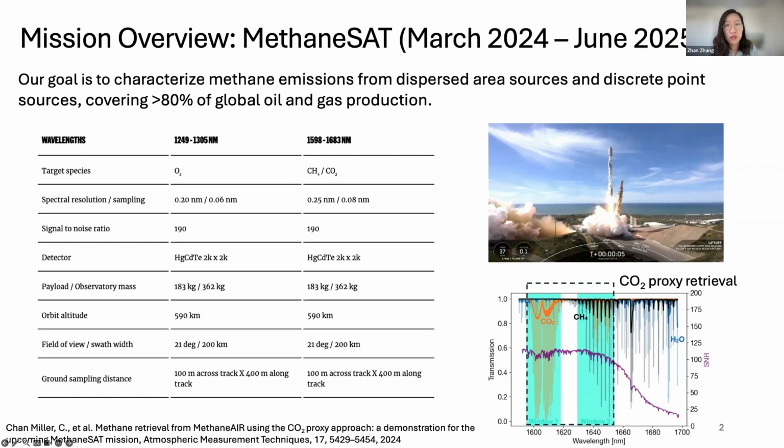source imagers. Here we use the CO2 proxy method for methane retrieval, as shown in the figure in the lower right. CO2 proxy basically uses CO2 as reference gas to infer methane concentrations. And what's nice about this method is that CO2 and CH4 are in nearby spectral bands, so the errors due to scattering and aerosols tend to largely cancel out. And the retrieval product is the full column concentrations of atmospheric methane.